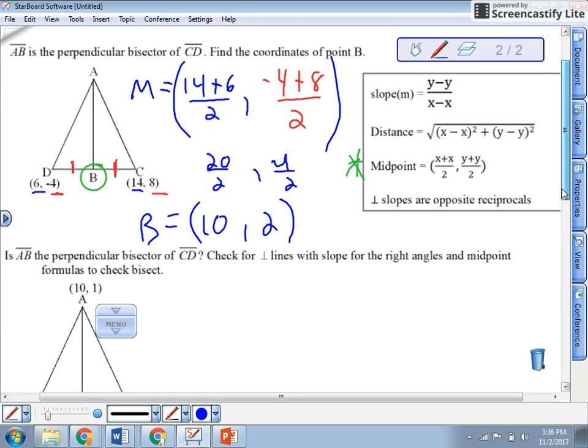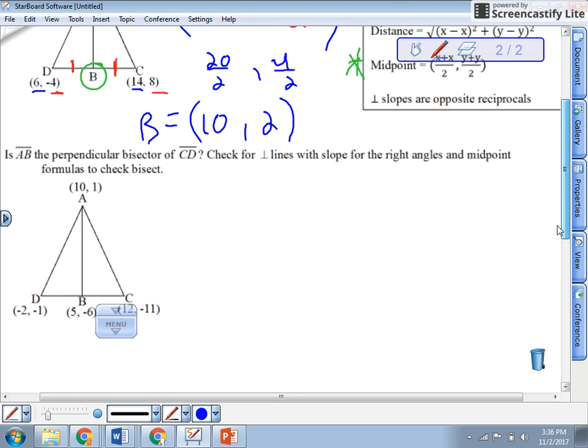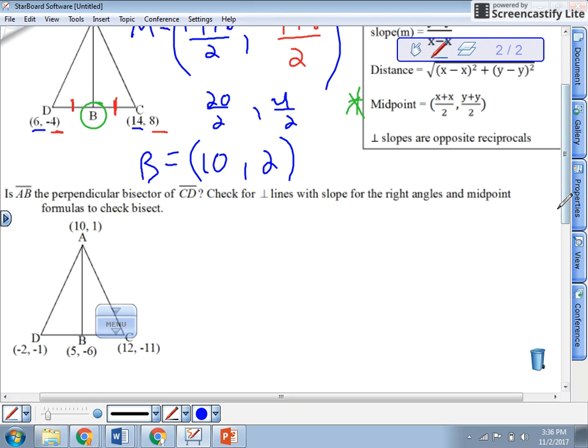Okay, understanding perpendicular bisector and midpoint. The last two I want to check for you guys: is AB the perpendicular bisector of CD? Check for perpendicular lines with slope. Remember, the slopes are opposite reciprocals. If I had 2/3, the opposite reciprocal would be negative, and then you flip the fraction. So there's an example of what opposite reciprocals look like. Here's what you've got to check.